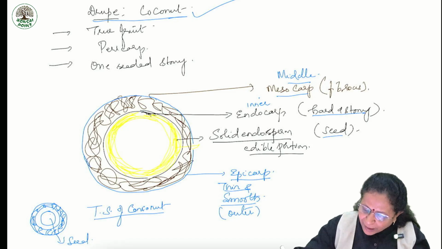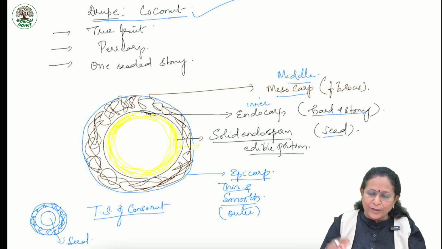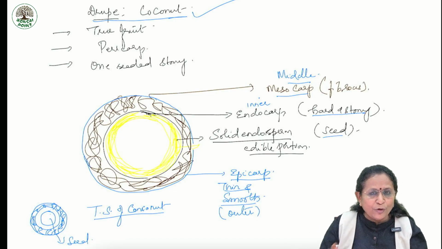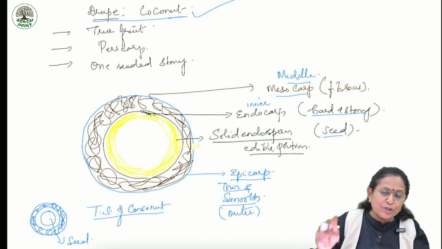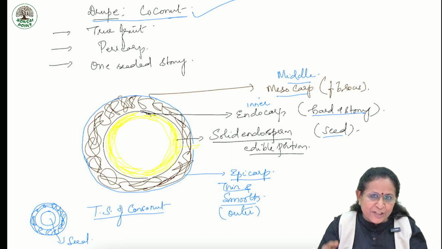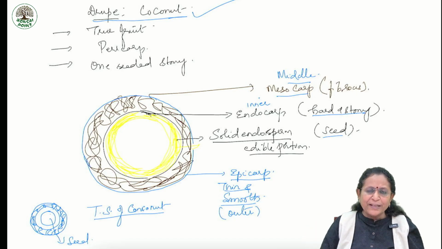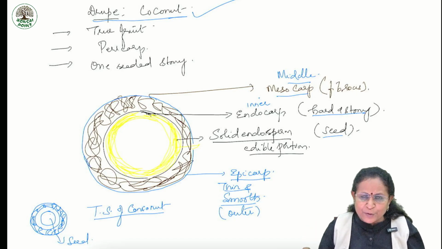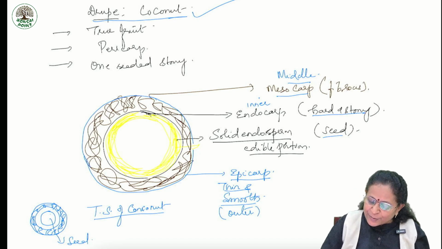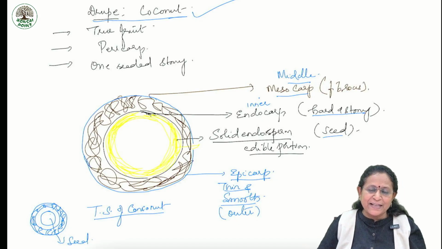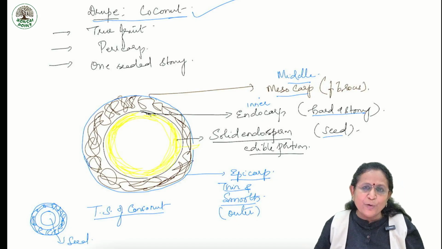How is the endocarp? Is it edible? No, it is hard and stony. Is mesocarp edible like in mango? No, there the edible portion was what? There it was mesocarp which was fleshy and juicy, but here mesocarp is fibrous. So, here you can neither eat epicarp nor mesocarp nor endocarp. It is only the endospermous seed which is present inside the endocarp.